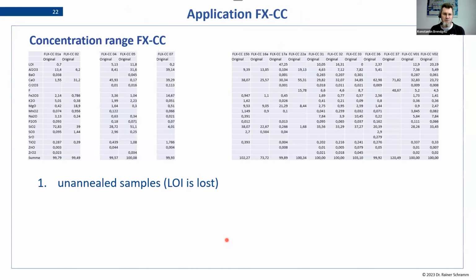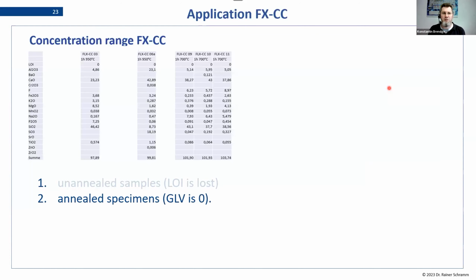So let's come to the most recent version of the CC that we are running, this is the one that we are using now. So this is electrical fusion. And as you can see, the standard set is much more compact, and it actually consists of different types of samples. The first ones here are unannealed or unignited samples. So it's samples as is, and we lose the LOI during the fusion process. So it's all original samples, and the ratio varies a bit.